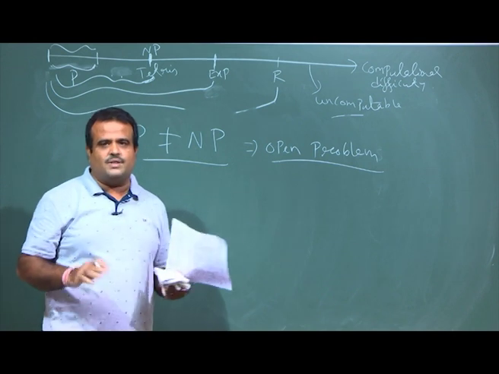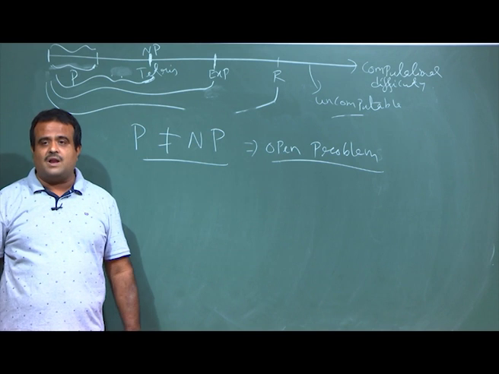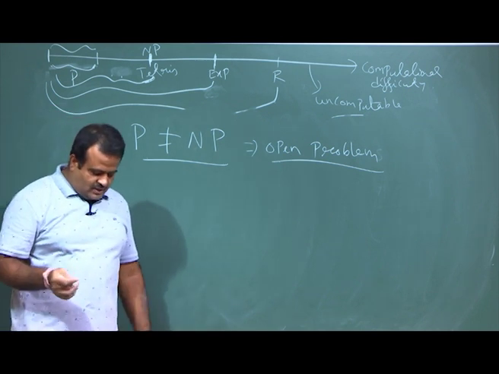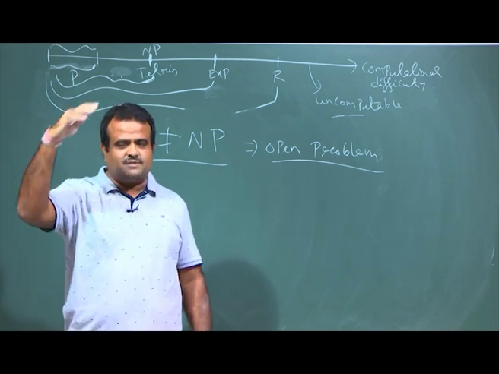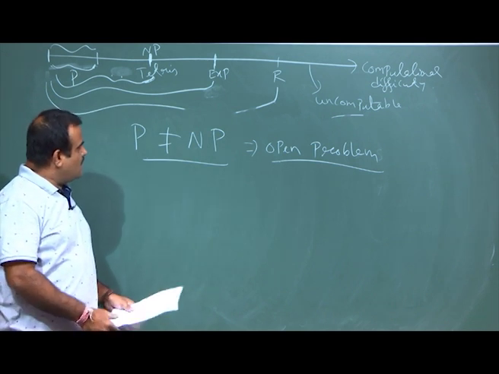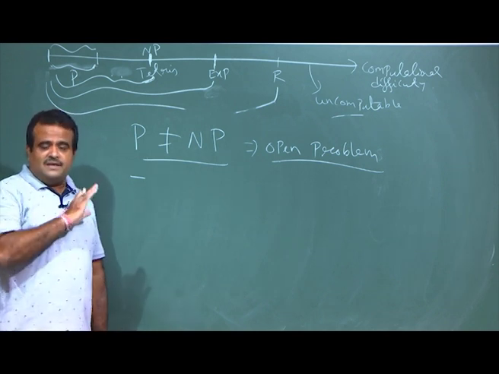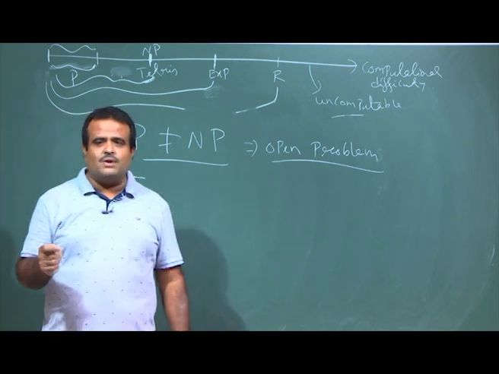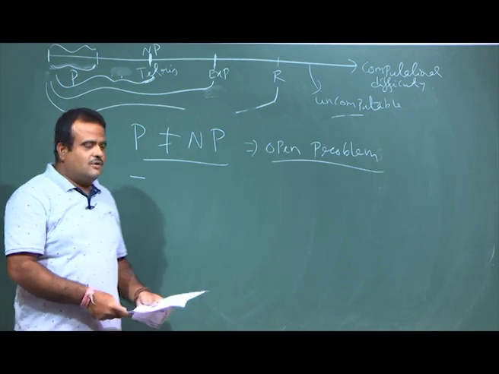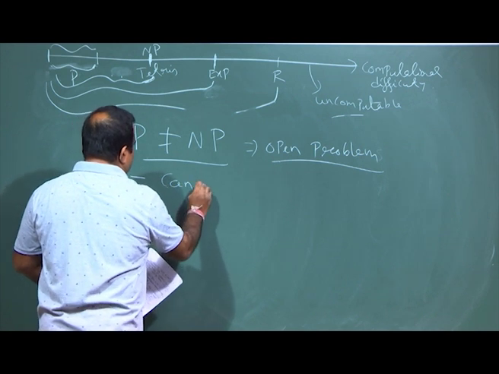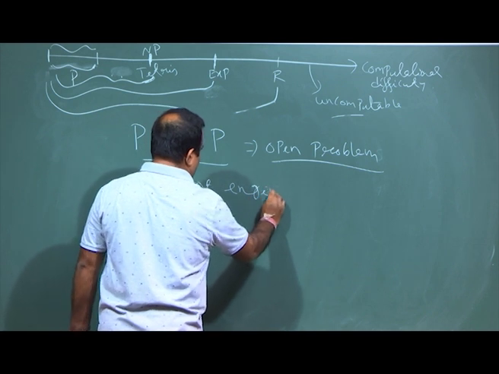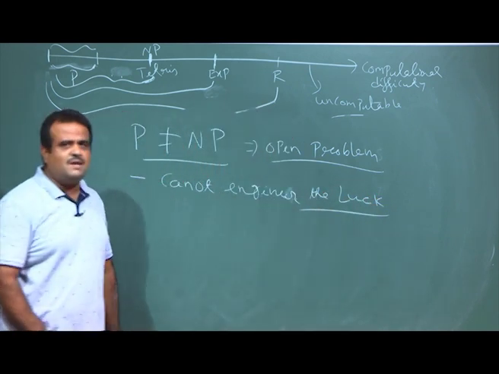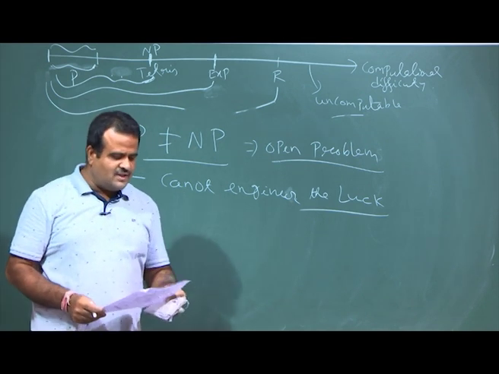People have tried to prove whether they are equal or not equal, but there is no proof so far that P is not equal to NP. But this is the conjecture: NP must be the bigger, harder set of problems than P. Another way to say P is not equal to NP, if we believe this, is that we cannot engineer the luck. We can believe in luck, but we cannot guarantee luck. We cannot engineer luck.